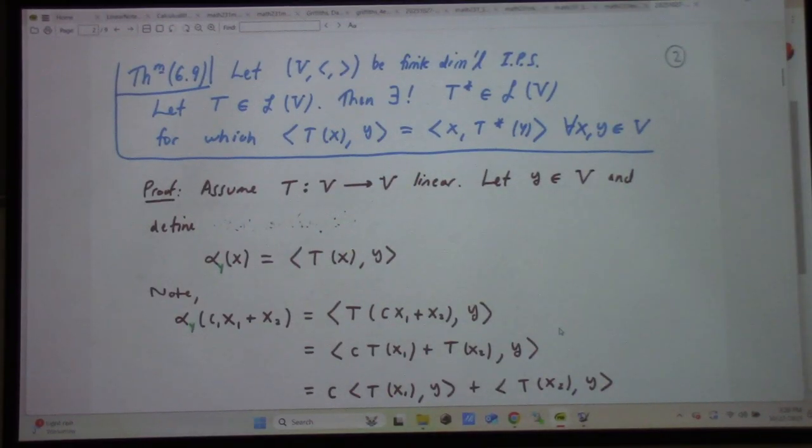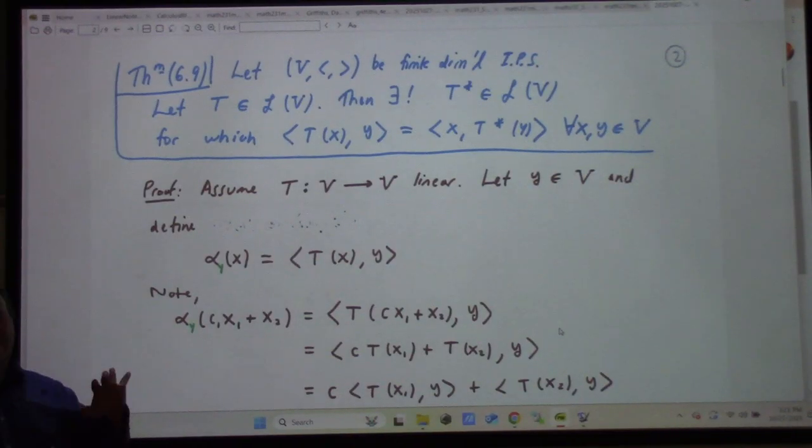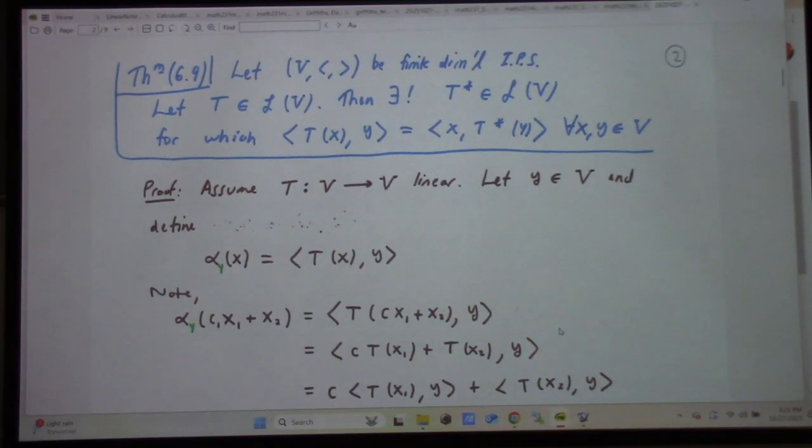So the next step in this game we're playing is to build the adjoint. Theorem 6.9 says: for a finite dimensional inner product space V and T a linear transformation, there exists a unique T star, which is linear on V, for which the inner product of T of x with y is equal to the inner product of x with T star of y. Now I built that last class using an explicit coordinate calculation, and this argument supplants that.